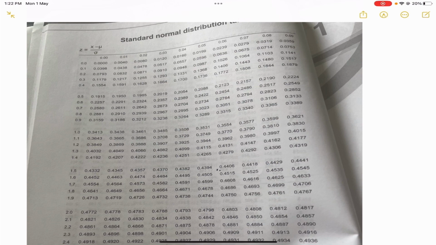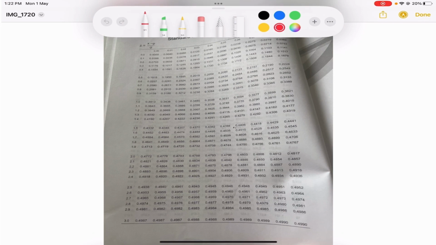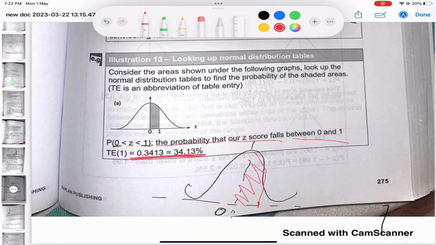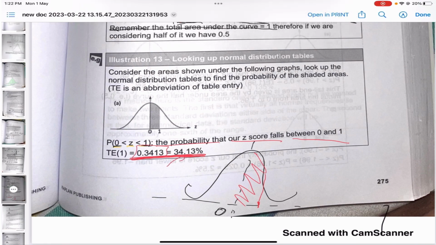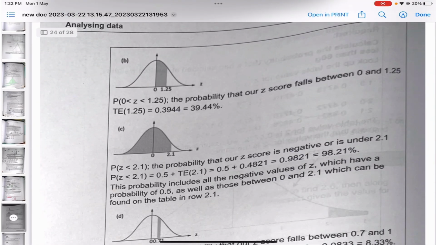Okay, if you go on the table, 1 is over here, 0 is over here. So 0.3413. 0.3413. That is my answer. Got it? Just check the corresponding values.